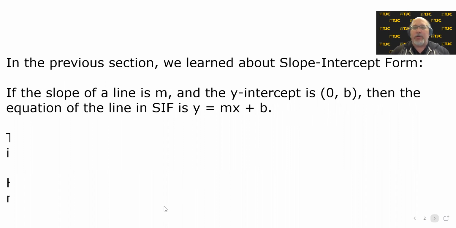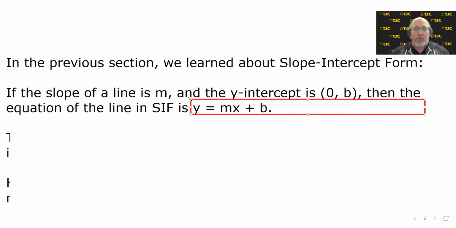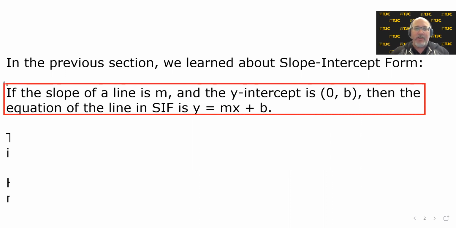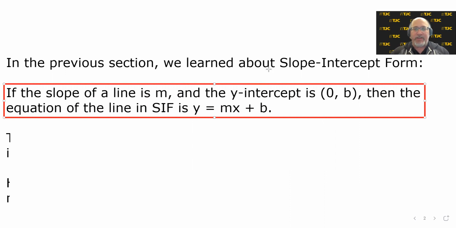In the previous section, we learned about slope-intercept form. If the slope of a line is m and the y-intercept is (0, b), then the equation of the line in slope-intercept form, SIF for short, is y equals mx plus b. Most people, when they think slope-intercept form, think y equals mx plus b, and there's nothing wrong with thinking that. But really, on its own, it doesn't capture everything. So to me, slope-intercept form is this entire statement followed by the equation y equals mx plus b.